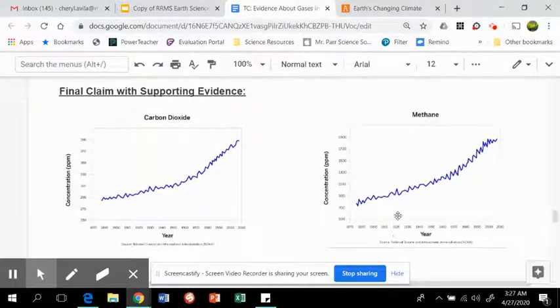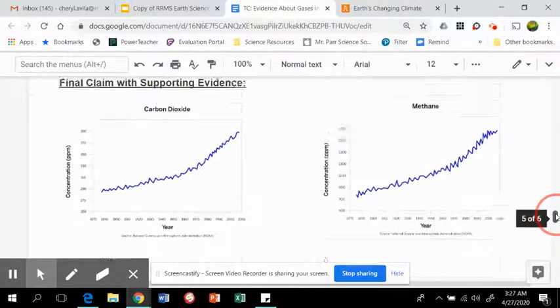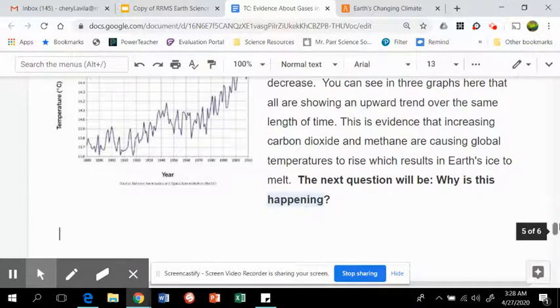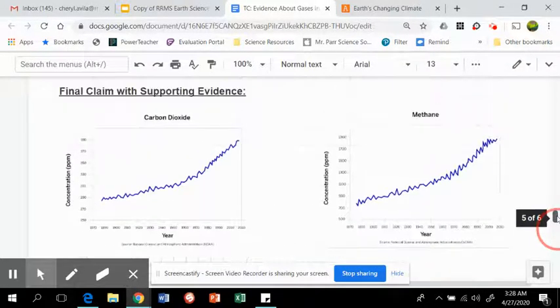And methane in 1920 had already started increasing. So the two major players probably are carbon dioxide and methane. Global average temperature from 1880 to 2009. Both increasing carbon dioxide and methane are causing temperatures to increase and ice to decrease. You can see in 3 graphs here that all are showing an upward trend over the same length of time. This is evidence that increasing carbon dioxide and methane are causing global temperatures to rise, which results in Earth's ice to melt. So the next question is, why is this happening? So the two major players here, we can conclude, are carbon dioxide and methane.